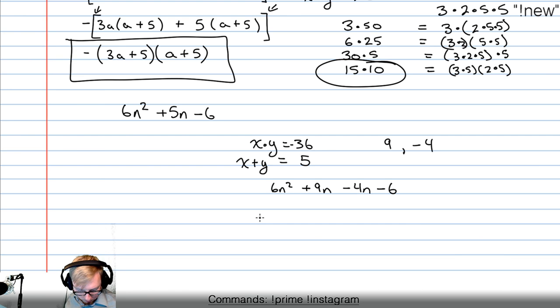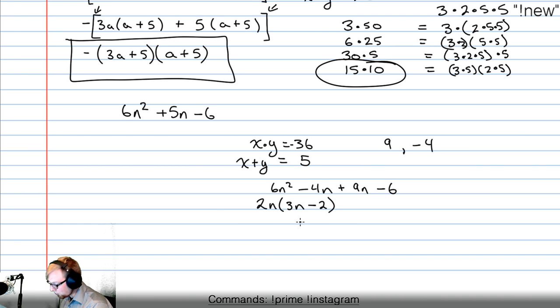Okay, so when I rewrote the equation, I have 6n minus 4n plus 9n minus 6. When I broke that down and factored it, I had 2n outside of the parentheses, and it left me with 3n minus 4. Oh wait, I see what I did. I just wrote down the 4 instead of breaking that down.